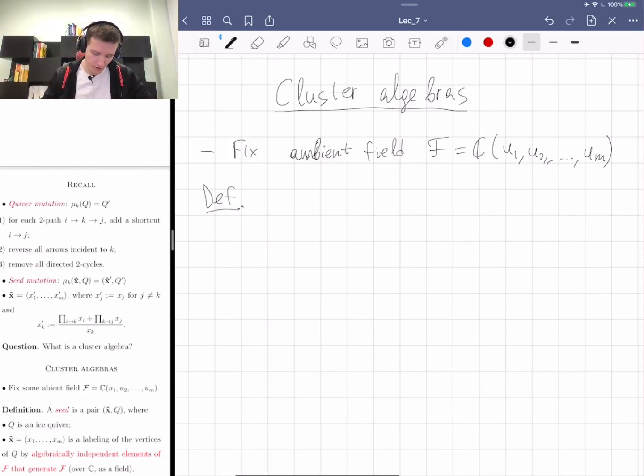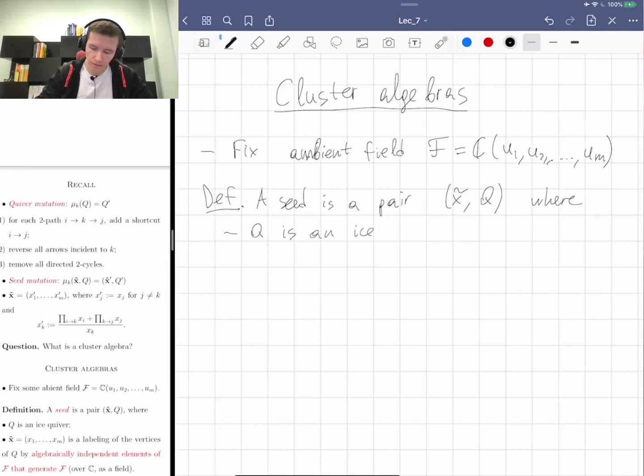Well, okay, here's what I mean by some rational functions. So a seed is a pair x tilde comma q, where q is an ice quiver. And x tilde is, again, x1, x2, all the way up to xm.